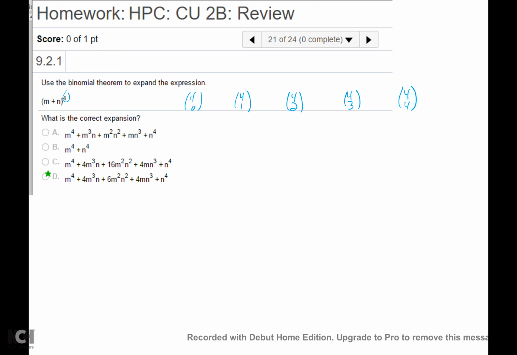Okay, so I'm gonna go to my calculator and type in math, then type in 4, then math, arrow over to prob. And I want choice 3. Then I'm going to open my bracket and do 0, 1, 2, 3, 4. Close my bracket and hit enter. And it gives me my coefficients, which is going to be 1, 4, 6, 4, 1.